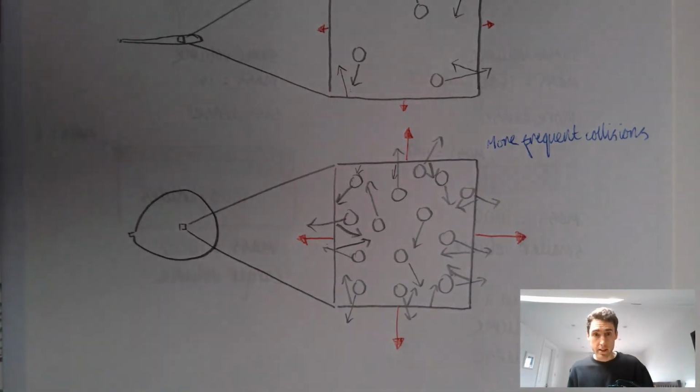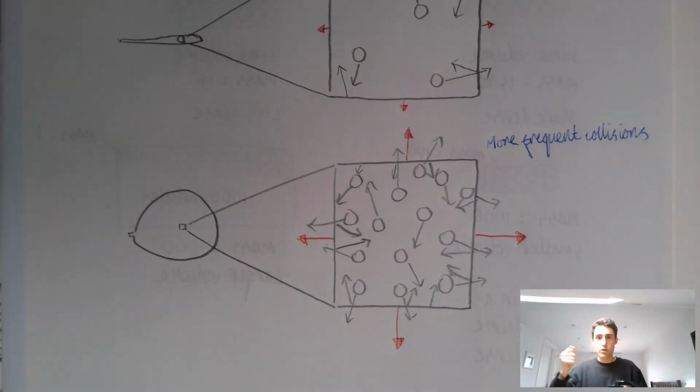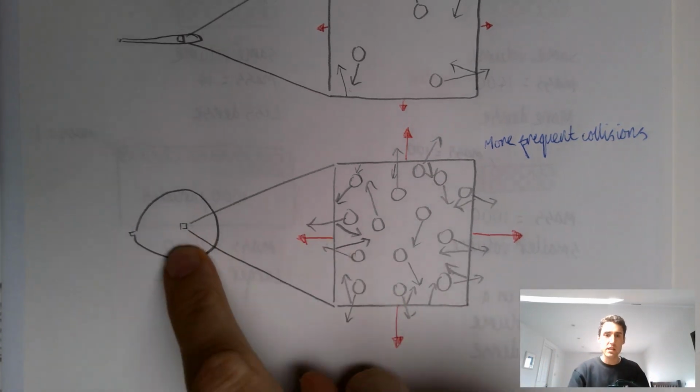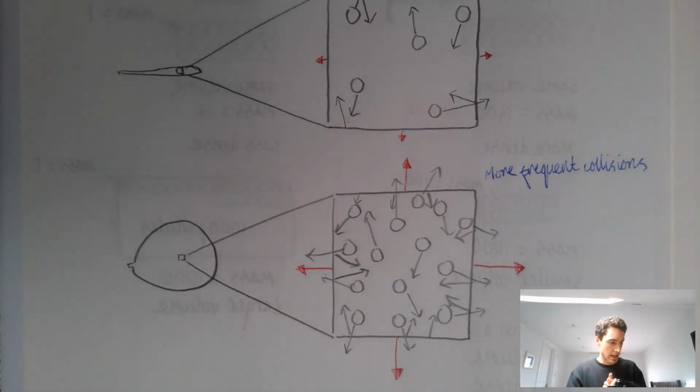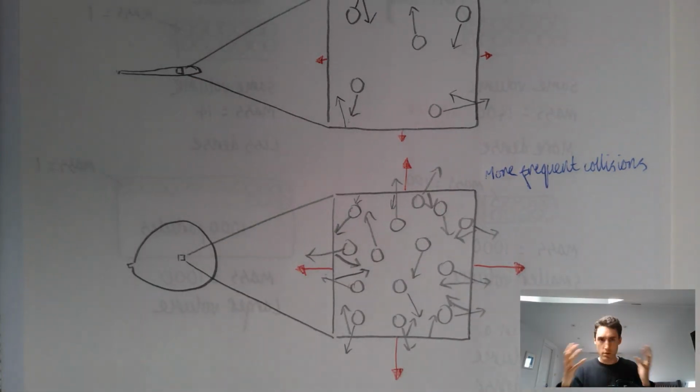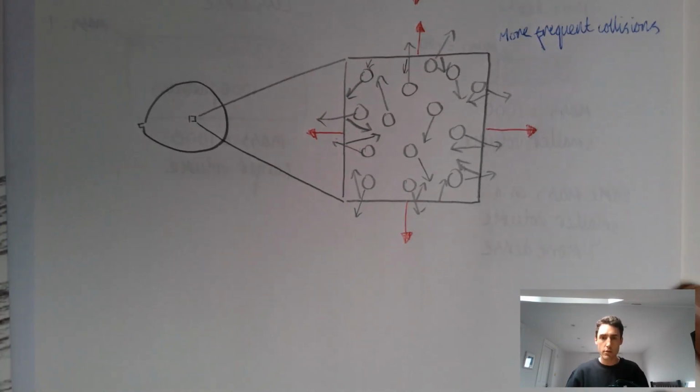And really that's it. If there's a greater force outwards caused by those more frequent collisions, well, that means the pressure inside the inflated balloon is much bigger than the pressure inside the deflated balloon. And the structure of this lesson is then to get students writing about this. So once you've got students thinking about that and writing about it, you might want to show them another example.